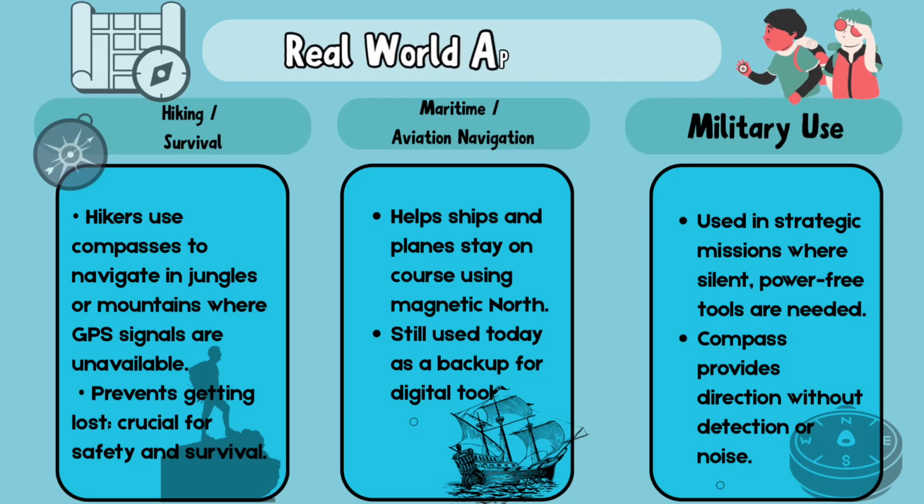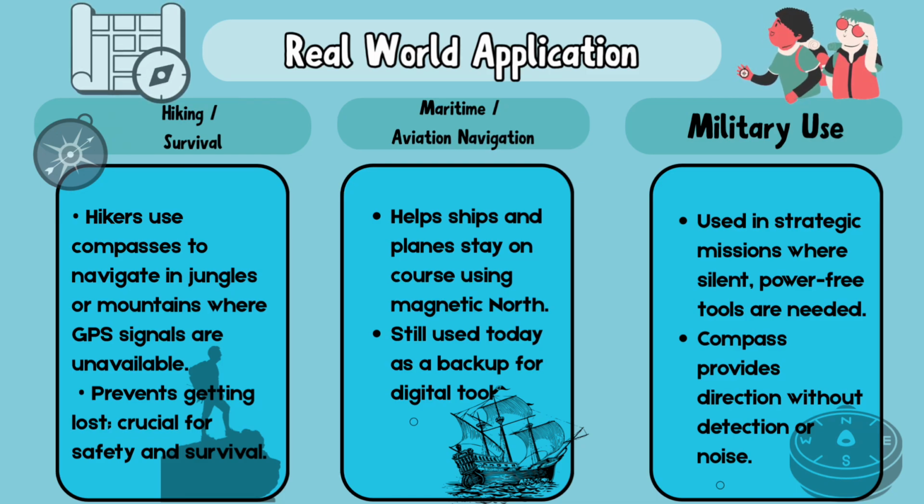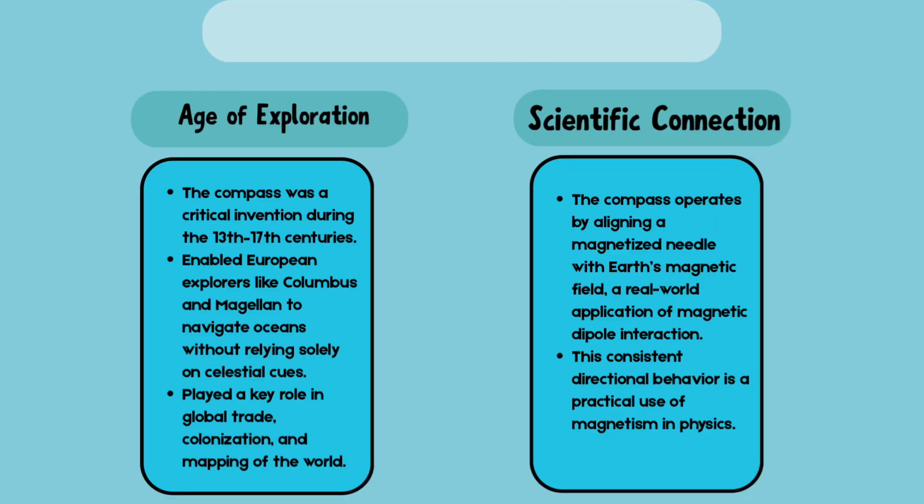These are real world applications of the compass. The first one, hiking or survival. Hikers use compasses to navigate in jungles where GPS signals are unavailable. The second one is maritime. It helps ships and planes stay on course using magnetic north. The third one is military use. The compass is used in strategic missions.